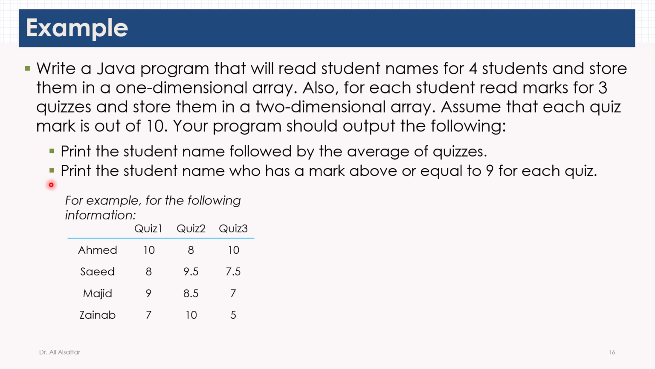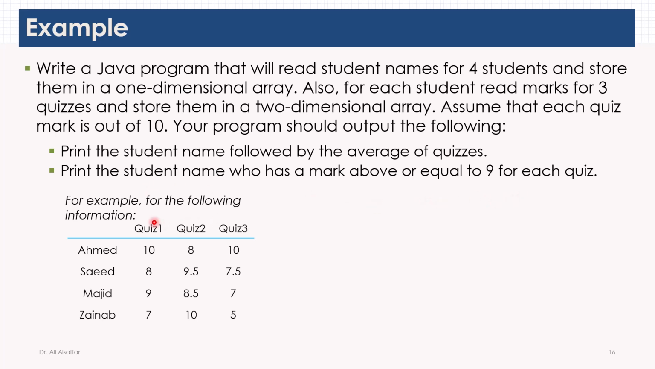Now for the second part, it is asking to print the student name who has a mark above or equal to 9 for each quiz. Let's consider quiz 1 as an example. Now Ahmed has a score 10. And since it is above or equal to 9, then we print Ahmed. Then we go for Saeed. Saeed has got 8, so we should not print the name Saeed. But for Majid, Majid has scored 9, which is above or equal to 9, so we print Majid. But for Zainab, her score is 7, which is not above or equal to 9.